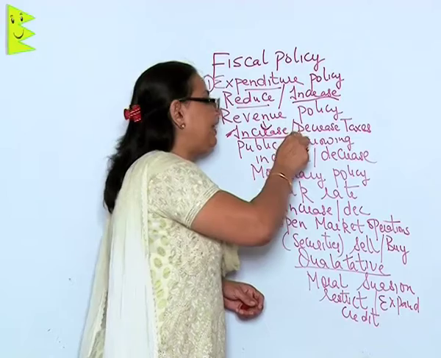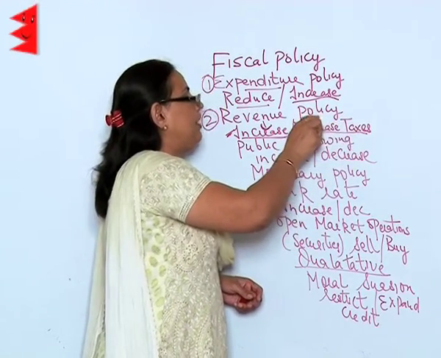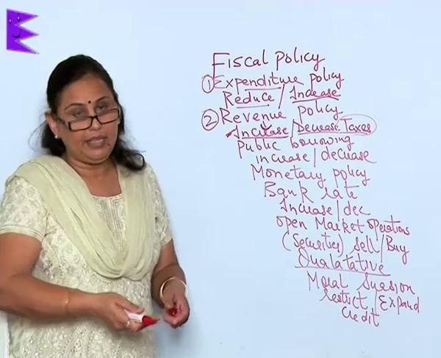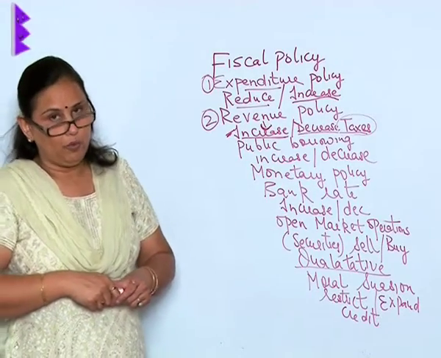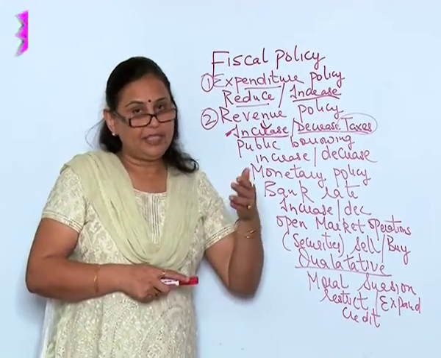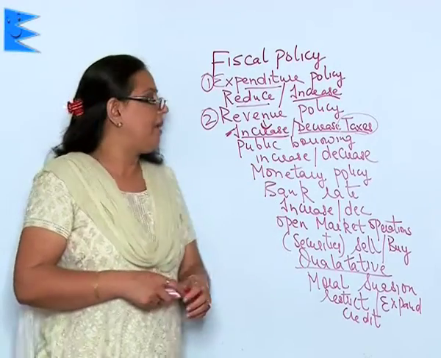And if the demand is less, then the government should decrease the taxes so that there is more money in people's pockets and they buy more. So this is the balancing act when there is excess demand and deficit demand.